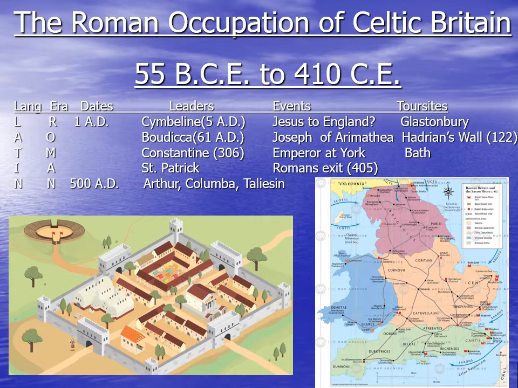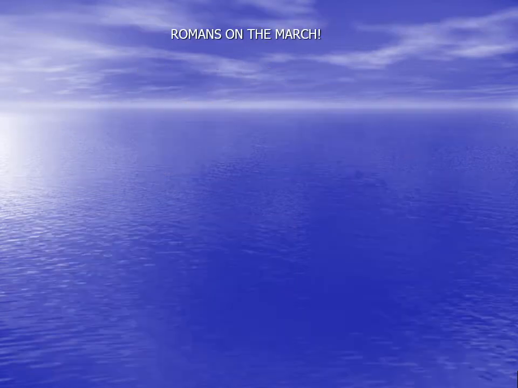So the Romans come in and they occupy Britain. They first come in 55 BC with Julius Caesar. He sort of gets his bottom kicked. Some of his boats are destroyed in the ocean, and he declares himself a victor and goes back to Rome. But then later, 100 or so years later, they came back and they occupied.